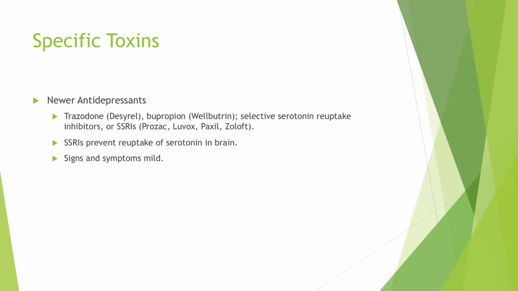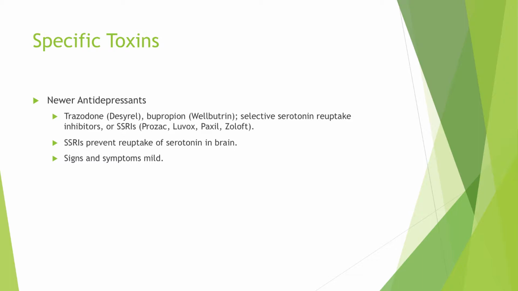So in recent years, we have a few newer ones. We got stuff like trazodone or Desyrel. You've probably heard of that. Bupropion or Wellbutrin, and then some selective serotonin reuptake inhibitors. So SSRIs, we talked about them in pharmacology. Please look that up. What they do is inhibit the reuptake of serotonin, so it leaves more serotonin in the synapse to be used. So that's stuff like Prozac, Luvox, Paxil, Zoloft. You see those look very familiar.